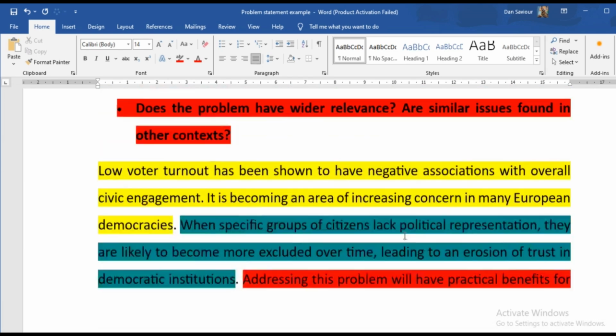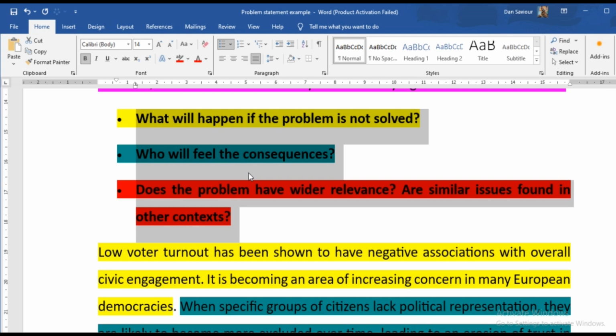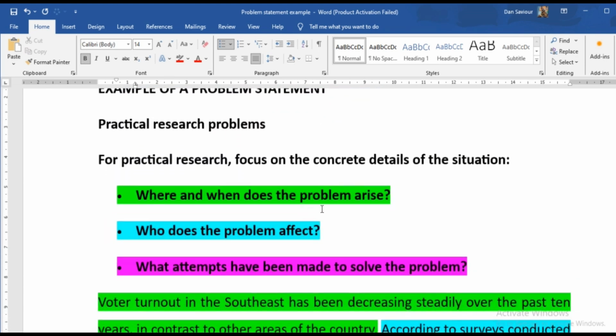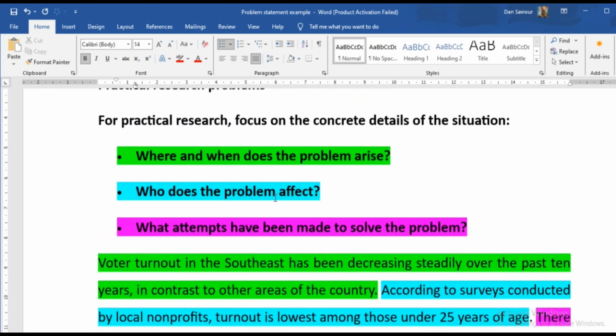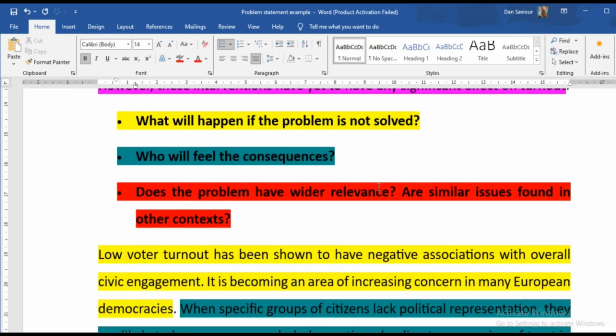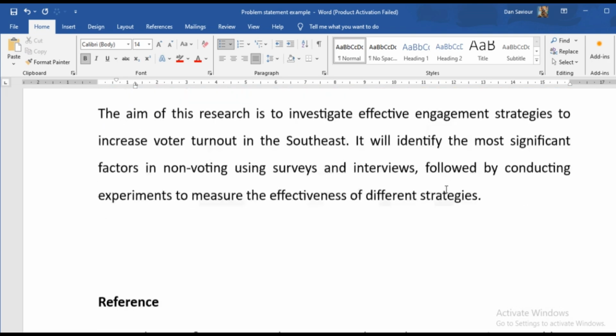Now, mind you, if you're writing a problem statement, you don't need to be writing these questions, right? You just need to know that you have answered them in your problem statement. So in each of your sentences, you should be mindful of what you are answering. Is it where and when does the problem arise? Is it who does the problem affect? Is it what attempts have been made to solve the problem? So these are the questions that should guide our problem statement. If we can do this, we can come up with a very, very interesting problem statement.